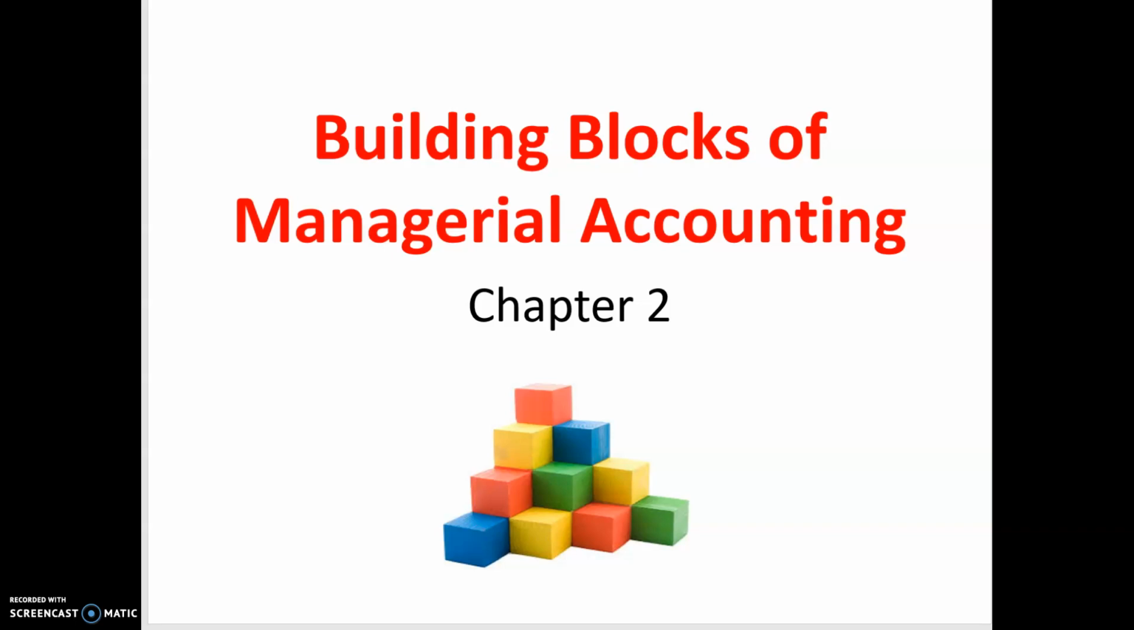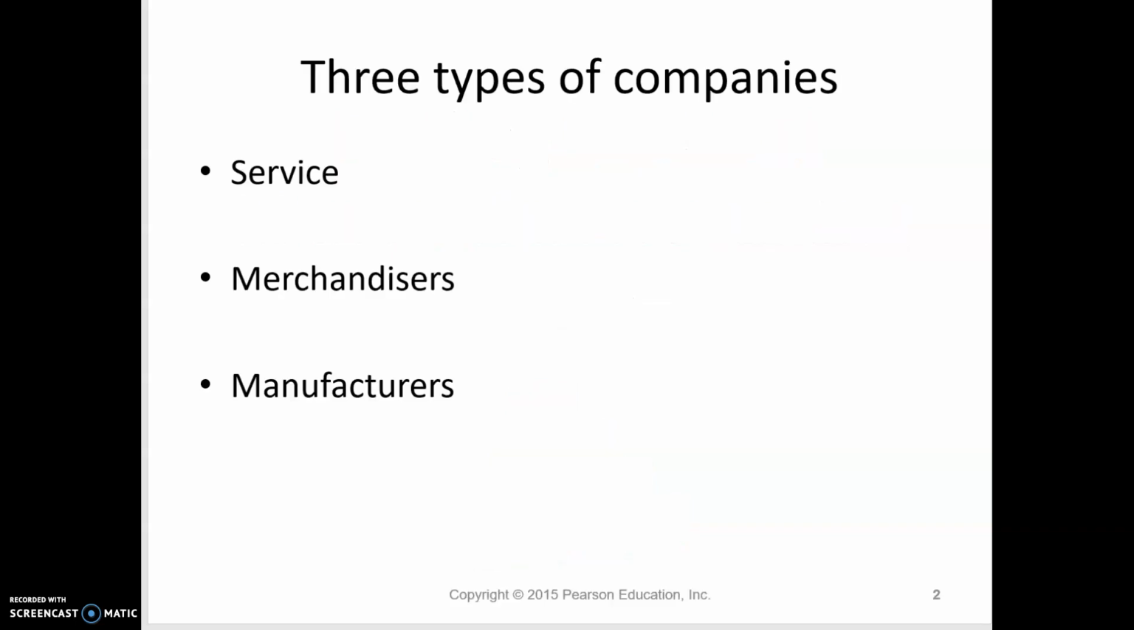So chapter 2 is another introductory chapter. We can see it's going to give us the building blocks of managerial accounting. So we're going to get some definitional type things, and we're also going to review the income statement that we learned back in financial accounting, and then take it a step further and look at how it's different when it's a manufacturing company.